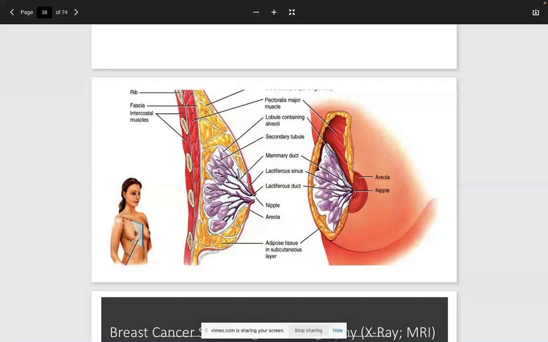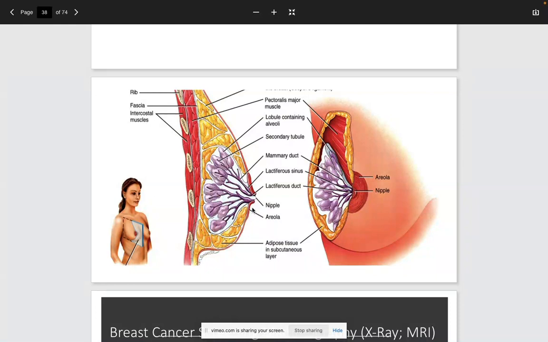This is called the mammary duct, right? We've got the mammary glands. This is the lactiferous duct. The lactiferous duct is what actually opens up into the nipple itself. There is cancer that involves the lactiferous ducts. As you get further on into professional school, if you choose to go, you will learn about this in a pathology lecture.